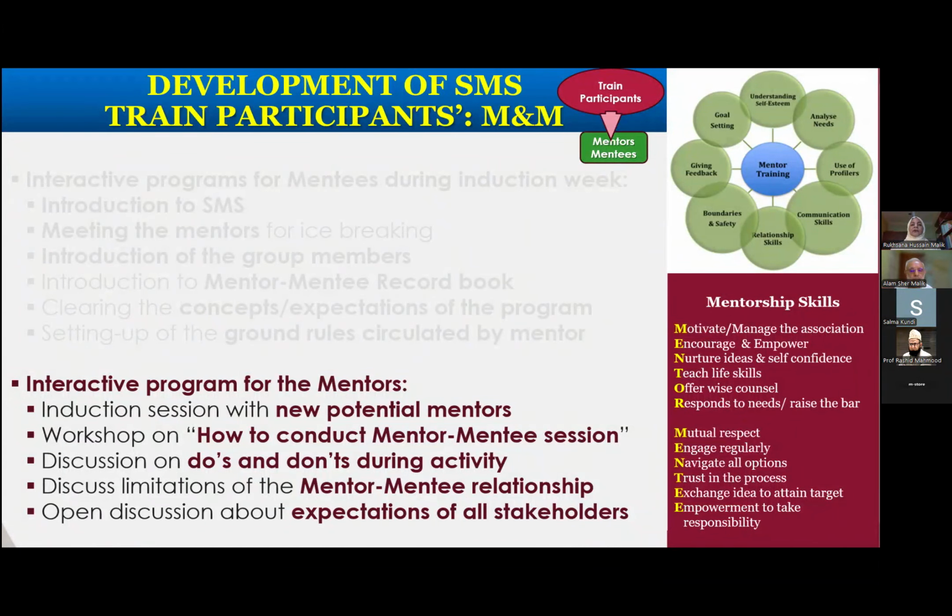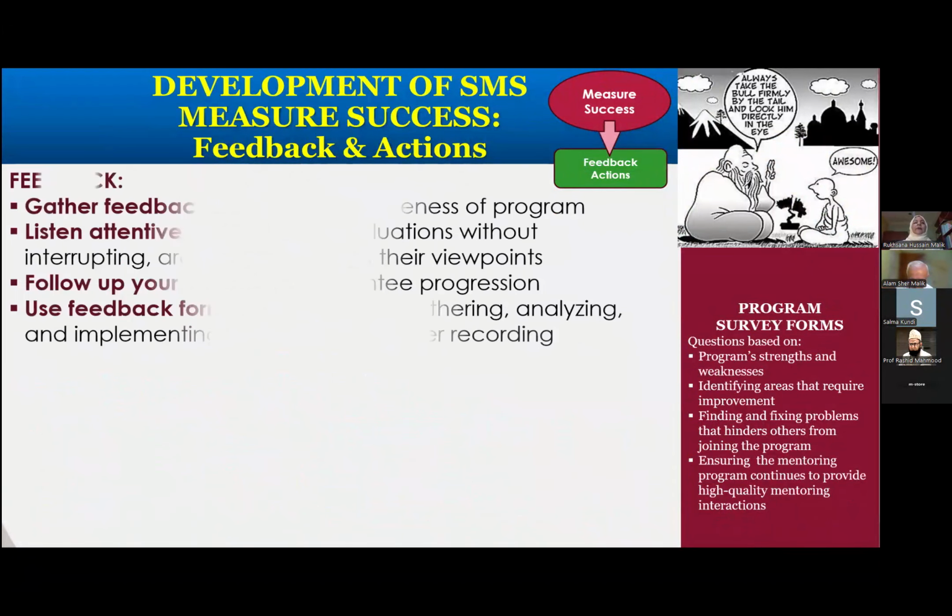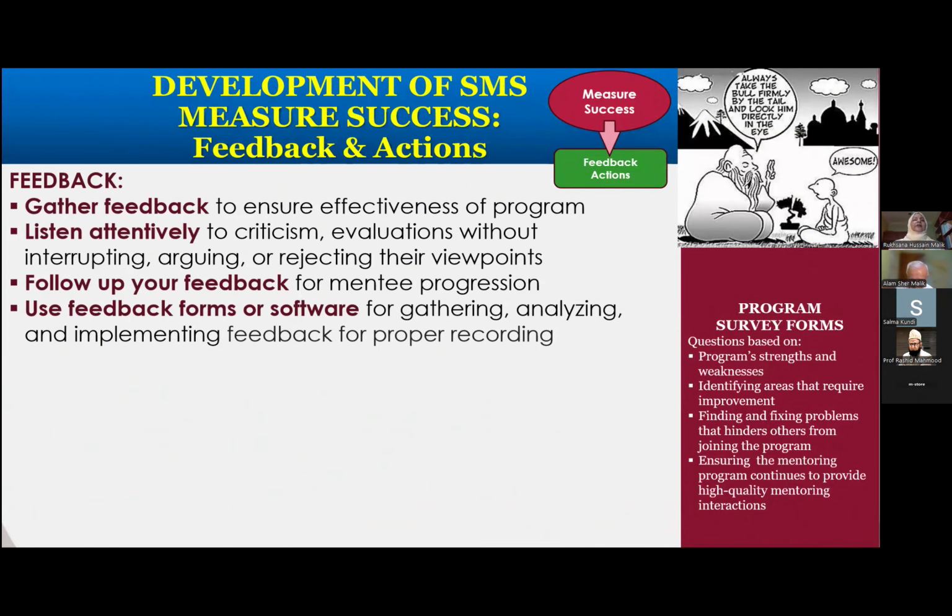Discuss limitations of the mentor-mentee relationship. Open discussion about expectations of all the stakeholders is important too. The feedback and actions: feedback is gathered to ensure the effectiveness of the program. Listen attentively to the criticism and evaluations without interrupting, arguing, or rejecting the viewpoints. This goes both for the mentors and the mentees.